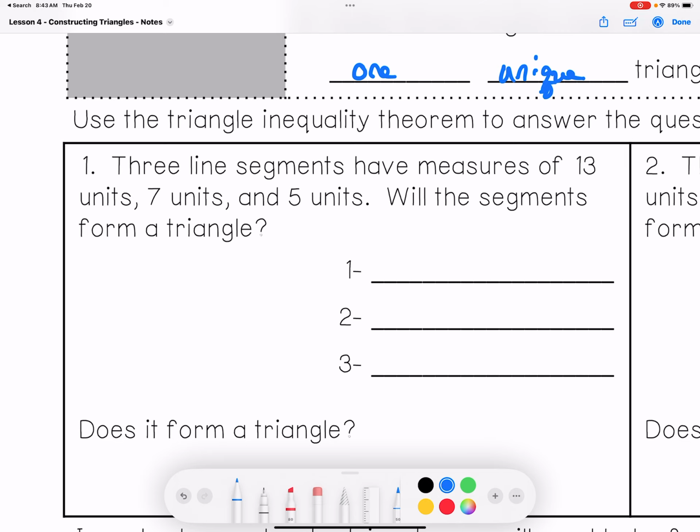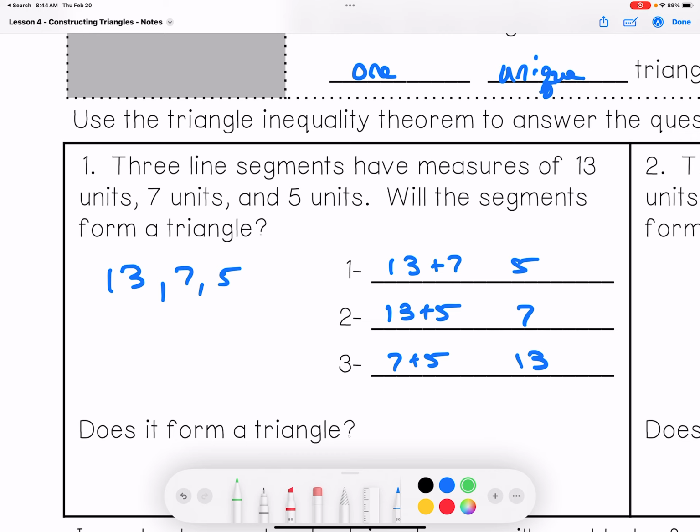All right, back to our work here. 3 line segments have measures of 13, 7, and 5. Will they form a triangle? Well, let's add 2 of the sides. So we're just going to do all of them. So it's 13, 7, and 5. So let's do 13 plus 7. Is that greater than 5? We'll look at it in a second. 13 plus 5, 7, and then 7 plus 5, 13.